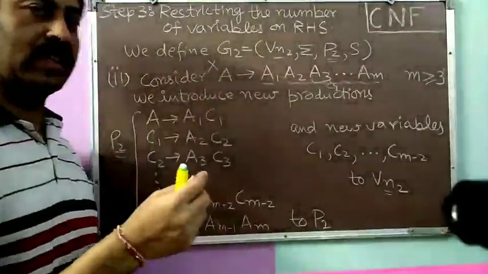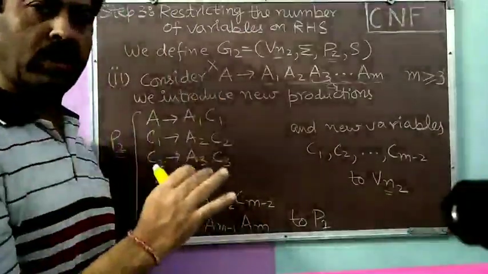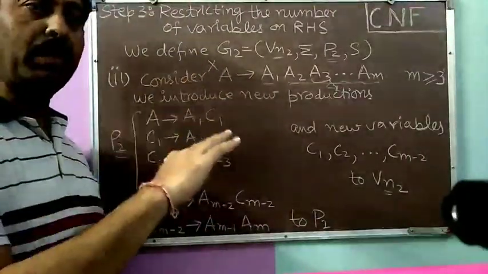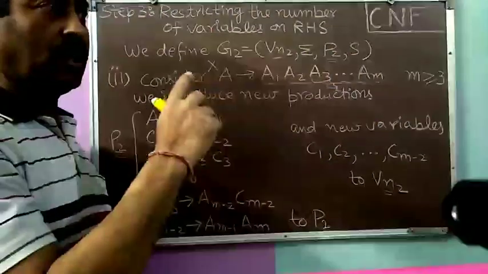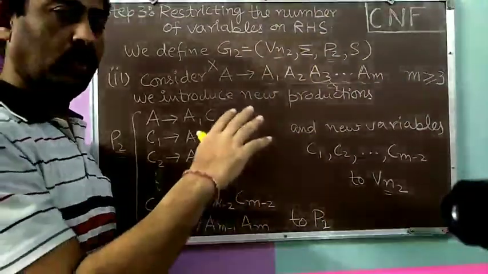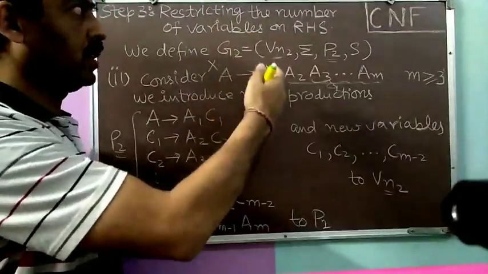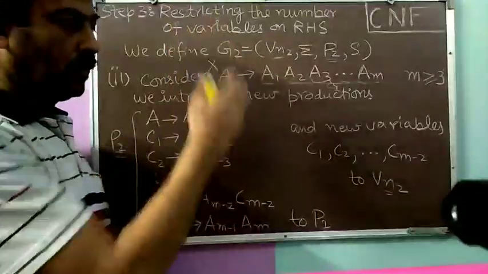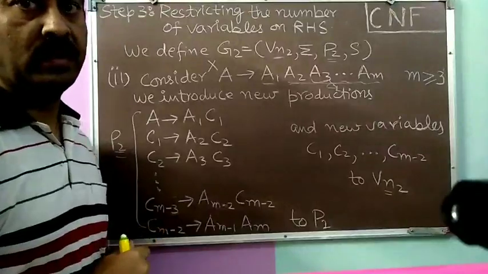So I am again repeating these steps. There are three steps. Number one, we have to remove all the null productions and unit productions. Once we have removed null and unit productions, then we will eliminate the terminals from the right hand side of the productions where the length is more than 2. And after doing this second step, then we will restrict the number of variables on the right hand side to 2 only. So we will perform these three steps, and we will convert our CFG into the CNF.